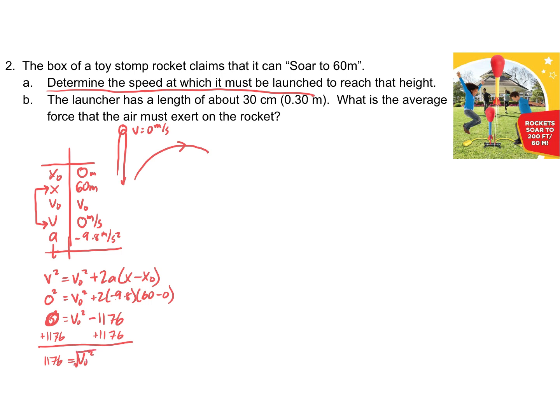I'm going to square root both sides. And the square root is 34.3 meters per second, which is the initial velocity that is required in order to get it all the way up to 60 meters if I shoot it straight up in the air.